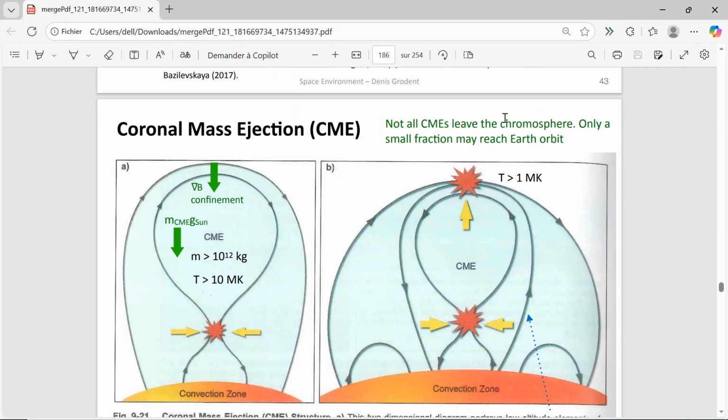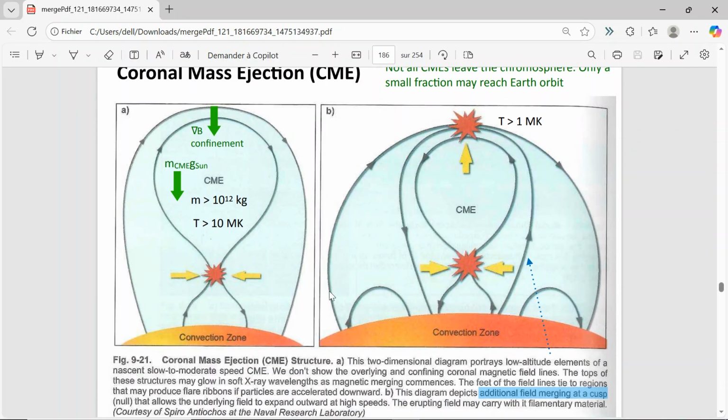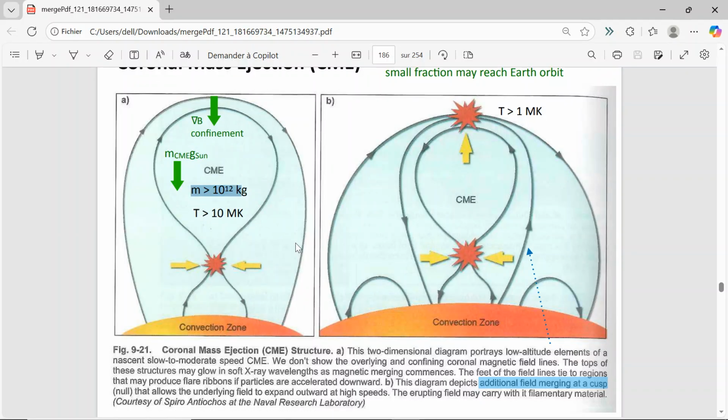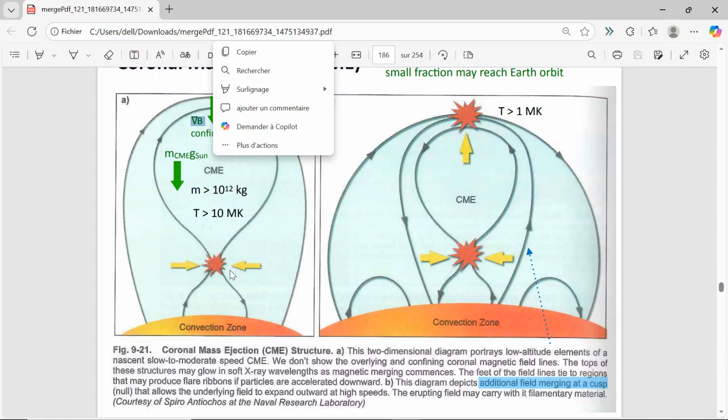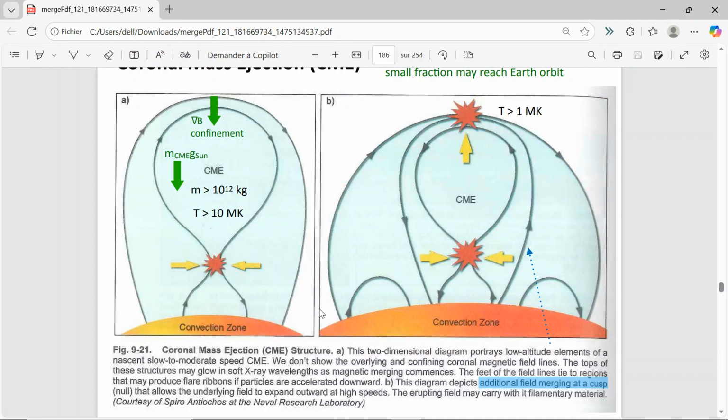Not all CMEs leave the chromosphere, only a small fraction may reach the Earth, because the magnetic field of the sun here tends to keep this CME next to the sun. So you have both the magnetic field of the sun that tends to keep the CME next to it, and the gravity that is acting because of the huge amount of mass that you have here and a very high temperature. So you have a gradient of magnetic field that will allow for confinement.